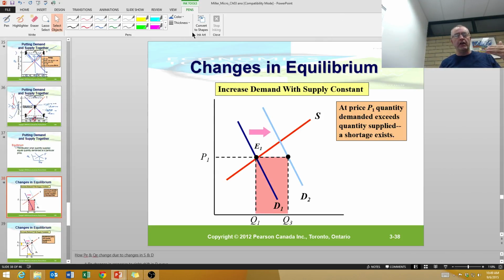Okay, so this final section here, we have 4 different scenarios we're going to look at. The first scenario is our demand curve. Our demand is going to increase, and the supply curve is going to stay constant. So what happens? So here's our original demand curve here. Here's the original supply curve here. Here's the original equilibrium price.